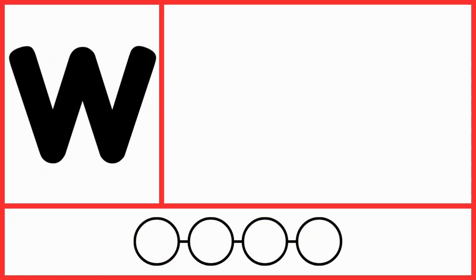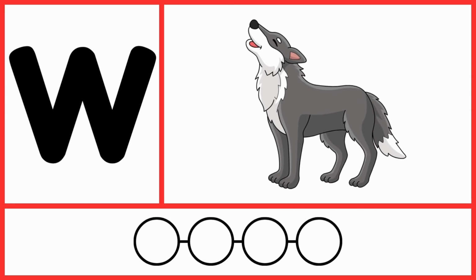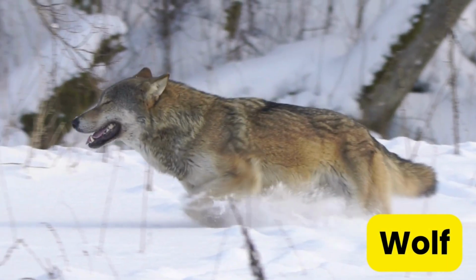W. W is for wolf. Let's spell it. W, O, L, F. W is for wolf. Wolf.